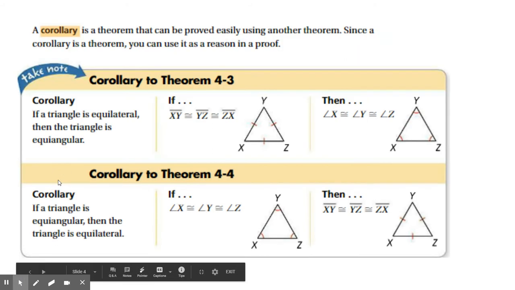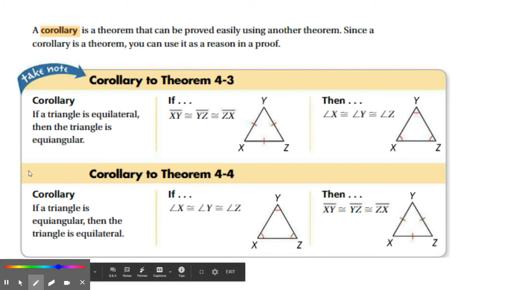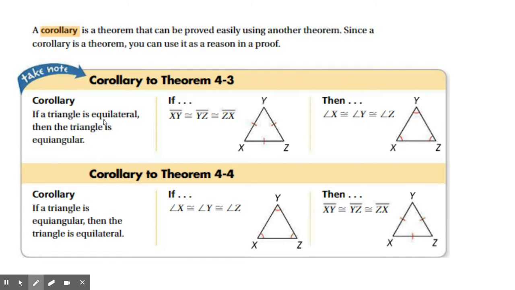All right, and now we have these things called corollaries. Last slide here. A corollary is a theorem that can be proved easily using another theorem. I don't care about that so much as the ideas here. So we have two corollaries. The first one says, if a triangle is equilateral, then the triangle is equiangular. What does equilateral mean? It means equal sides. This lateral idea is side length-ish. And equal means equal. So you have a triangle with all three sides congruent. If that is true, then it's also equiangular, which means all three angles are congruent.